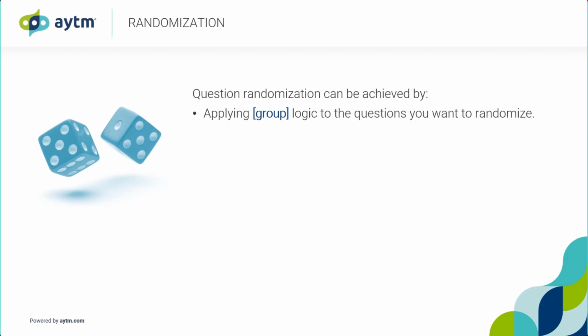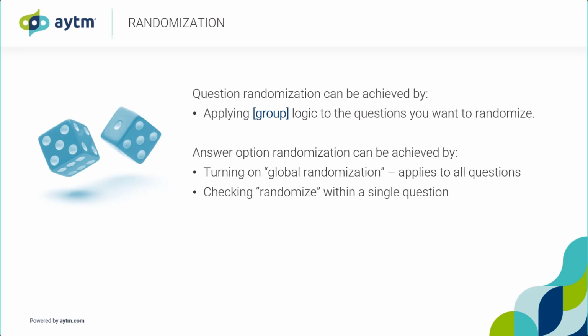Question-level randomization is helpful when you don't want or need to control the order of questions, or when you want to randomly show a set of questions to only a portion of your respondents. We've covered the basics of group logic in the logic overview video, but we'll show you the specifics in a moment. Answer randomization is even simpler.